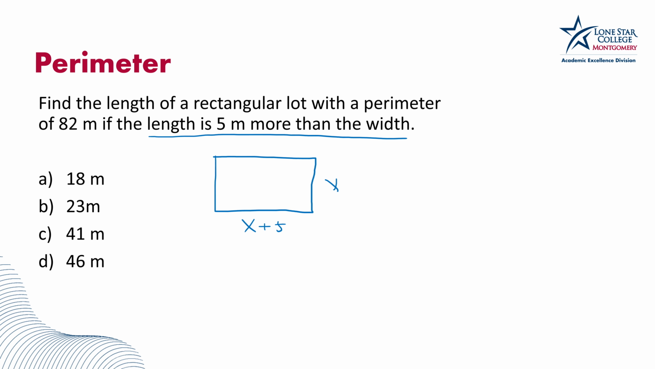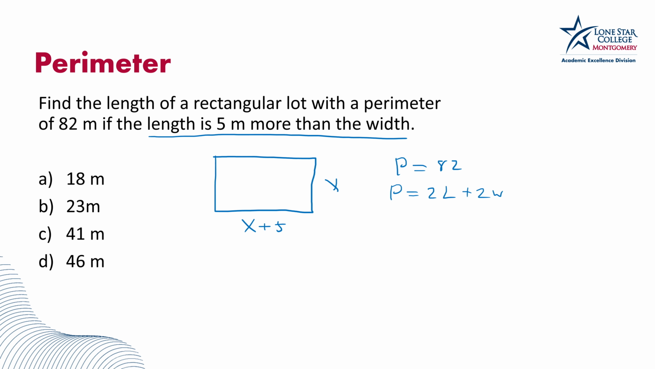Now, another piece of information we're given is that the perimeter is 82. So we have to think about a formula that's associated with the perimeter of a rectangle. Perimeter by definition is just, whatever the shape is, we add all sides of that shape together. But we know that a rectangle has 2 lengths and 2 widths, so the formula for perimeter of a rectangle is 2L plus 2W. This is a formula we'll be using to set up an equation.